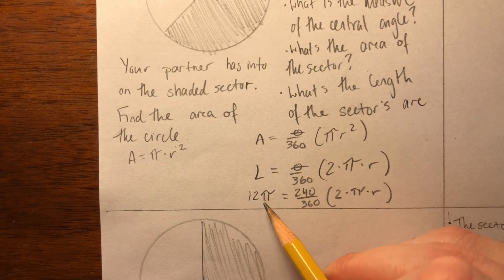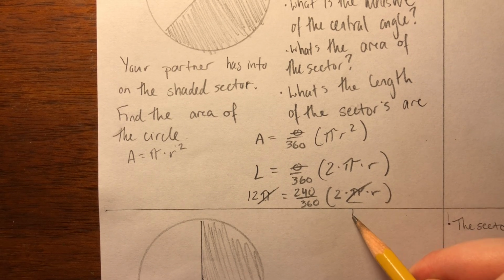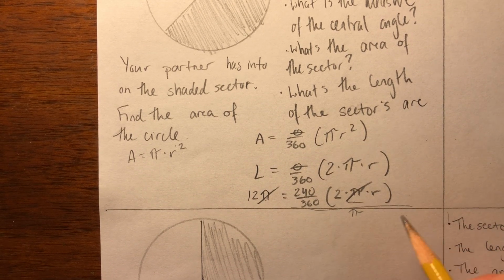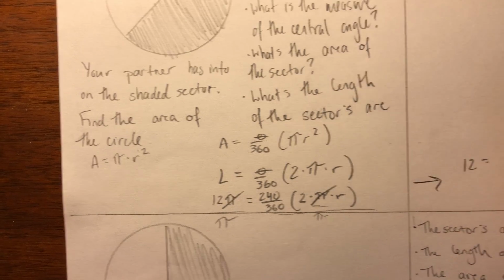So I've got pi on both sides, so I can cancel those out. Really, I'm dividing this right side by pi and this left side by pi, and I cancel out the pi's. All right, moving on, we're left with 12.